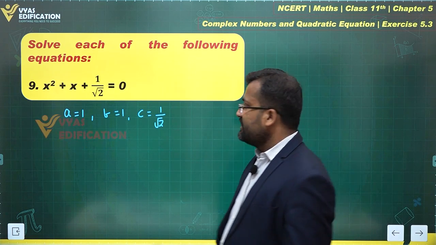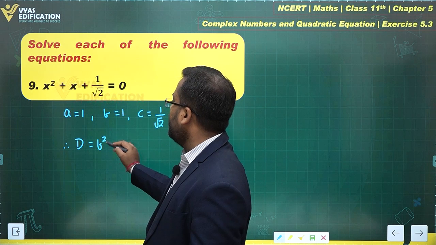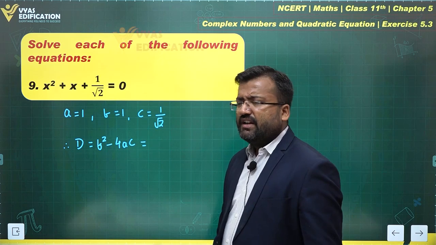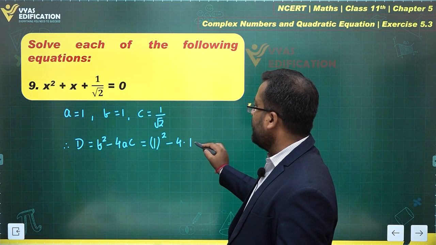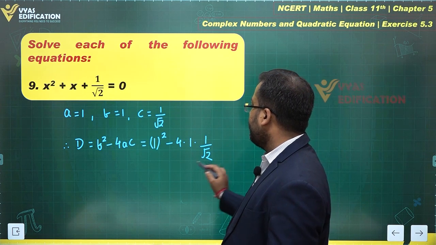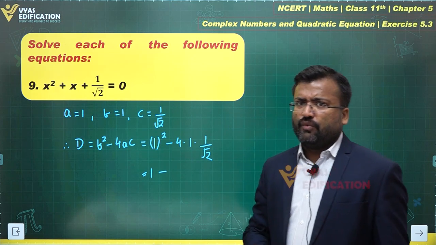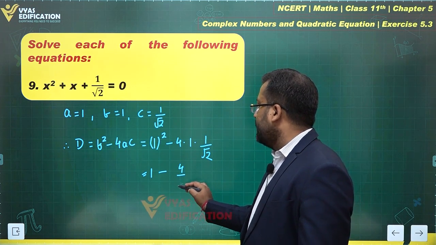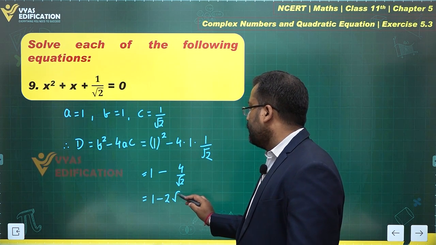Therefore, let's find D first. D, which is B square minus 4AC. What is that equal to? That is 1 square minus 4 into A into C, which becomes equal to 1 minus, what is that? 4 upon root 2. Now 4 upon root 2. 4 is actually 2 into 2. One root 2 will get cancelled. This will become 1 minus 2 root 2.